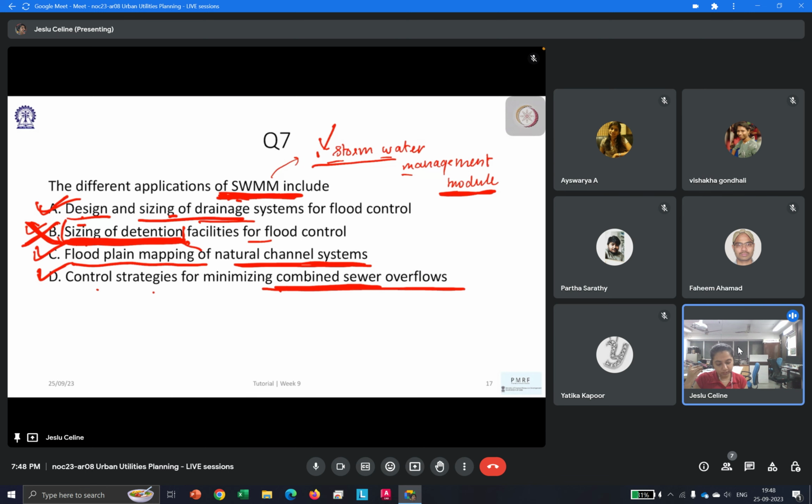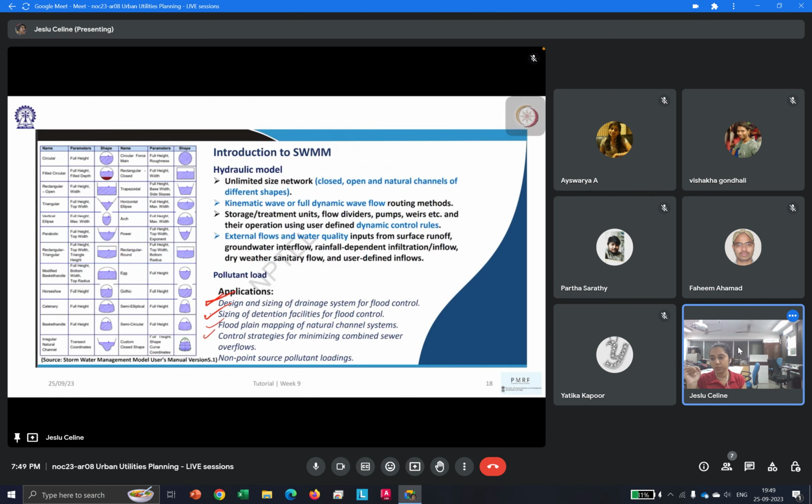Oh, sizing of detention facility is there. Okay, sorry, my fault. Sizing of detention facility is part of it. You were right. I think I got confused with another thing. You can size the detention facility, but when it comes to other facility planning, pumping and all that, you can't. I was thinking about that, my bad. So all four are applications of this one SWMM module.